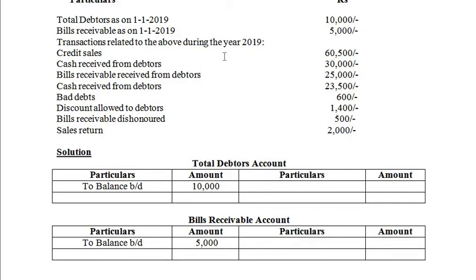Next, transactions relating to the above during the year 2019 are credit sales. Whom do you give credit sales to? To your debtors. So this has to come to the debtors account. Where will you write it? To the debit side. To credit sales, and the amount is how much? 60,500. So here 60,500.